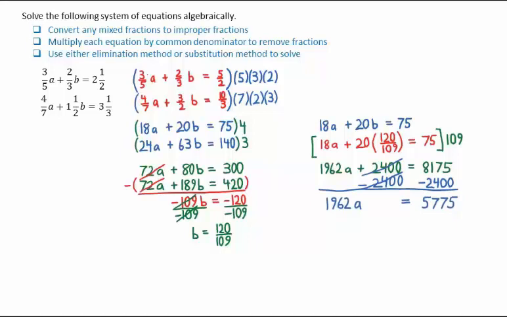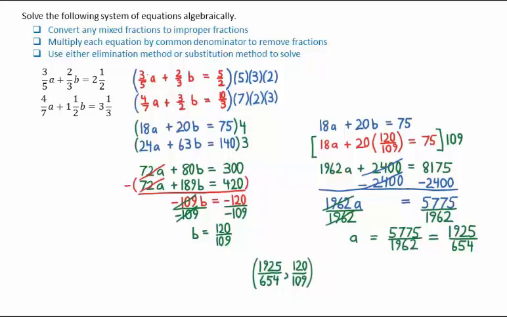1962a equals 5,775. We then divide both sides by 1962, which leaves a equals 5,775 over 1962, and then dividing both the numerator and denominator by 3, we get a result of 1925 over 654 for a. We then have our solution a comma b as 1925 over 654 comma 120 over 109.